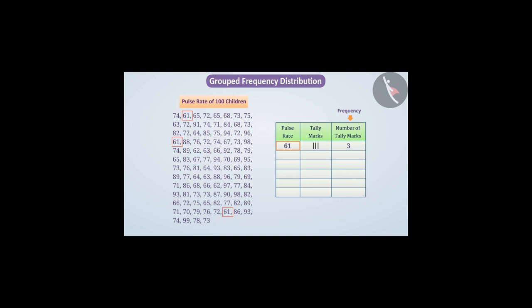For example, the pulse rate of 3 children is 61. We say that the frequency of 61 is 3. By arranging the data in such a way, we get the frequency distribution table. Since data groups are not created here, this is an ungrouped frequency distribution table. Since the data here are many and varied, the frequency distribution table will be longer. It will also be difficult to make such a table and get any information from it. In such a situation, we can make them smaller by forming groups of data.